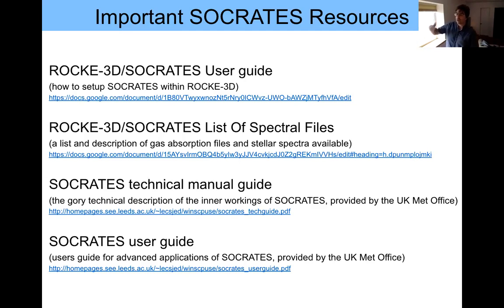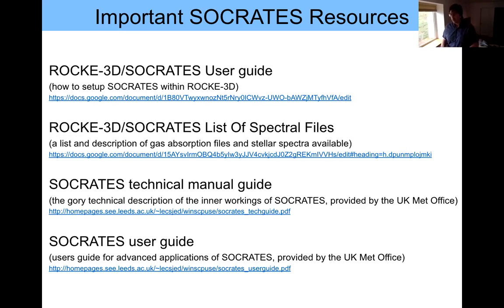So here we have our user's guide. You can click on the Google Doc. It'll walk you through the steps of how one sets up ROCKE-3D with SOCRATES, and where you set your spectral files and things like that. And if you wanted to personally make a new stellar spectra, how would you do that? I can help you do this as well.